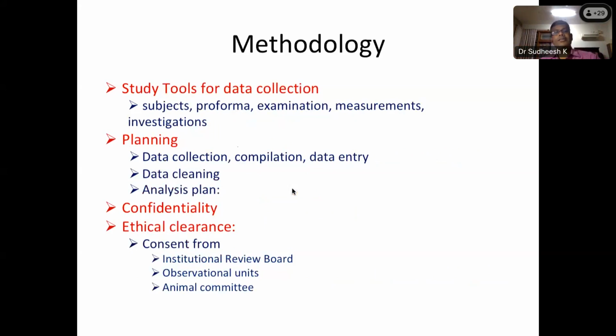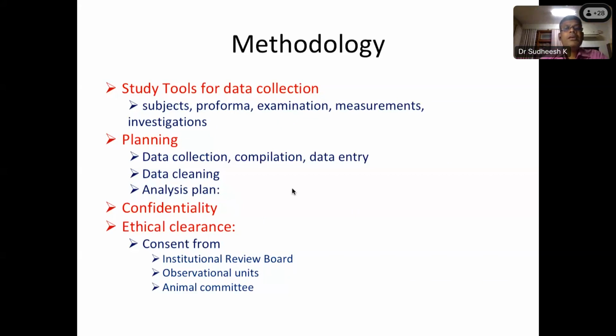And then, as I told you, study tools for data collection have to be planned. So what are the study tools? It is basically the patient's details, a proforma which contains all the details, and then various examination methods where you explain, for example, that the BP is measured in the left upper limb using an automated manometer at 5-minute intervals. So you clearly mention what kind of examination you are doing, how you are doing it, and what measurement you are taking. And if you are doing any blood investigations, you clearly mention the various blood investigations.